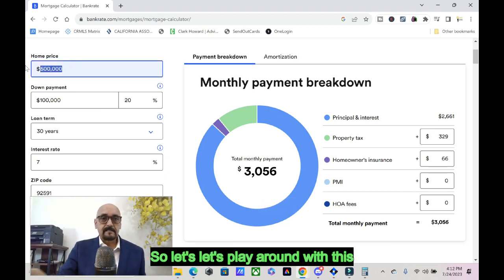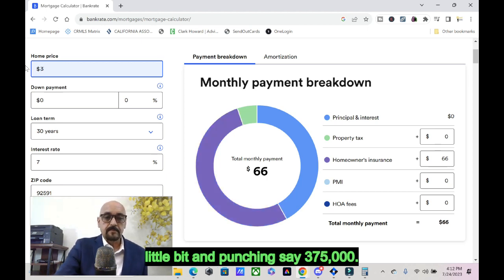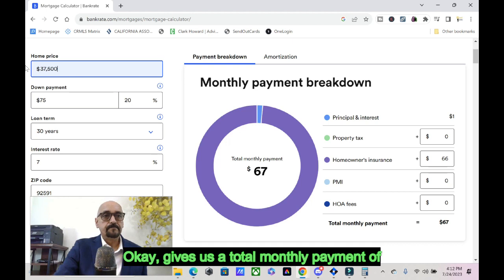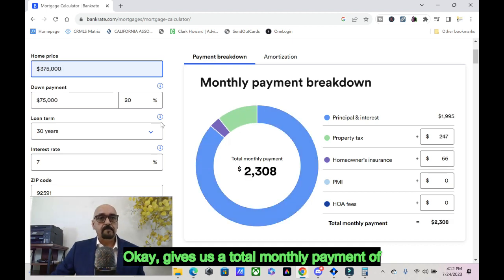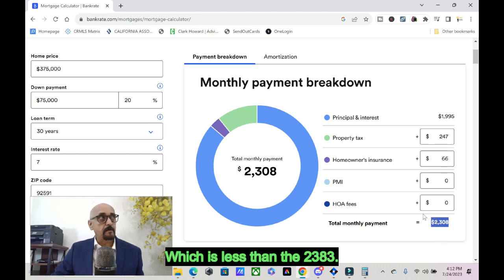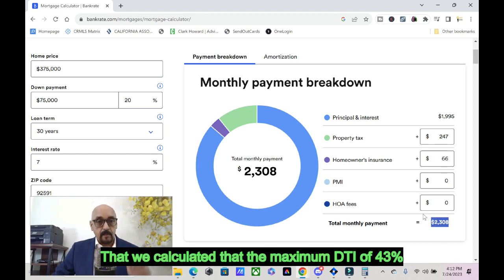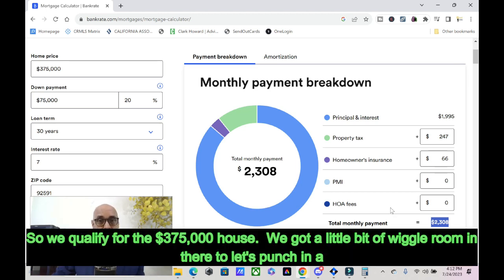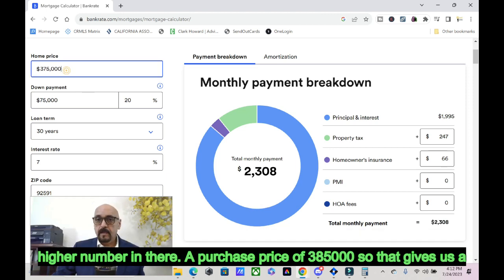So let's play around with this a little bit and punch in, let's say, $375,000. Okay, $375,000 gives us a total monthly payment of $2,308, which is less than the $2,383 that we calculated that the maximum DTI of 43% allows us. So we qualify for the $375,000 house. We got a little bit of wiggle room there.